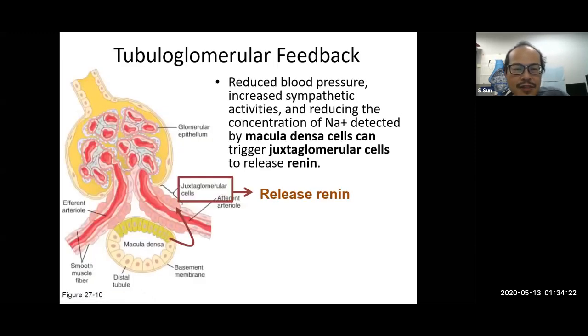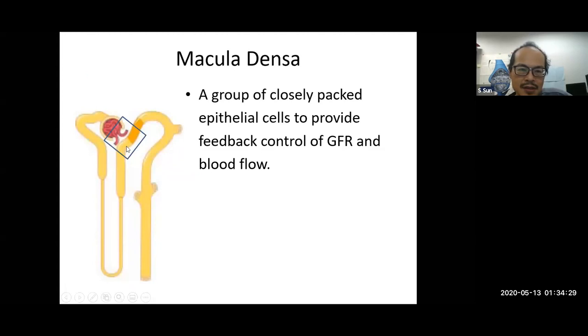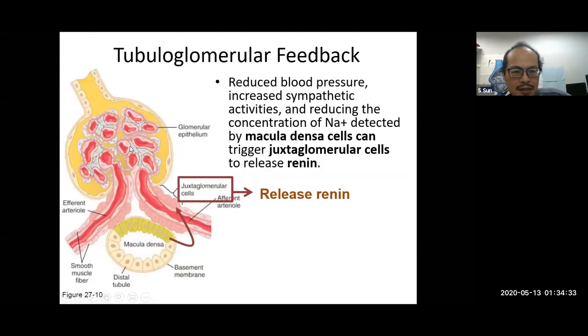So how do we do that? Here is the macula densa. This is the tubule transection. Here is the macula densa. This macula densa tubule is located right next to the afferent arteriole and efferent arteriole.